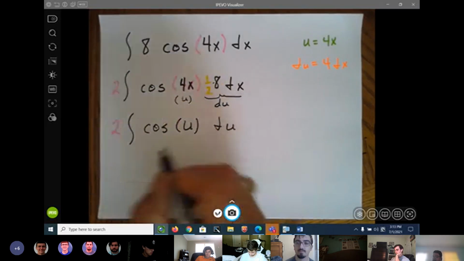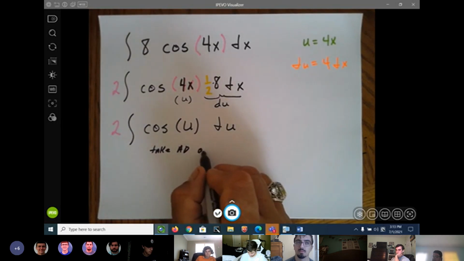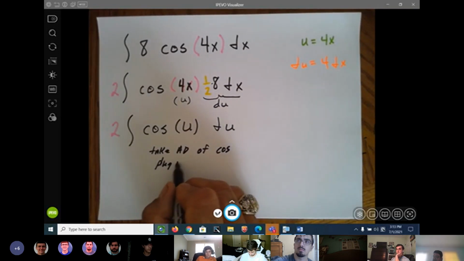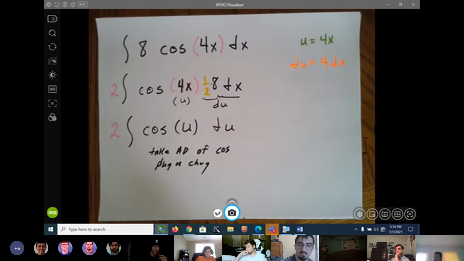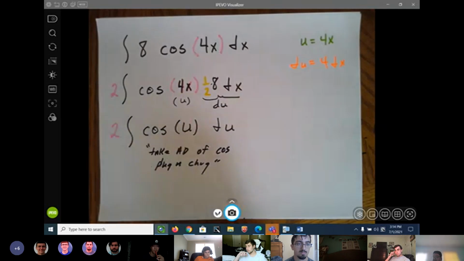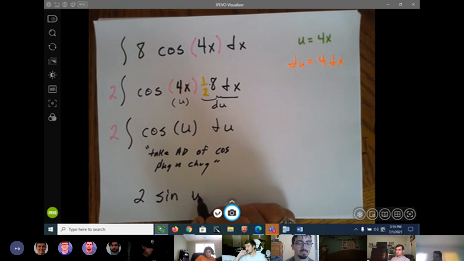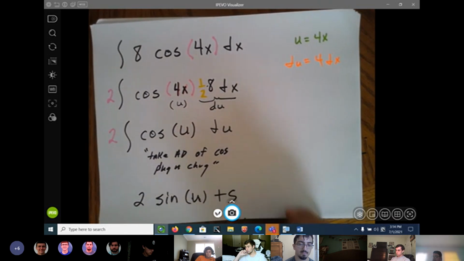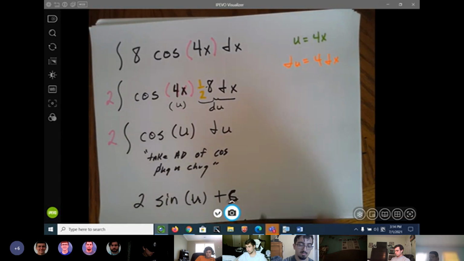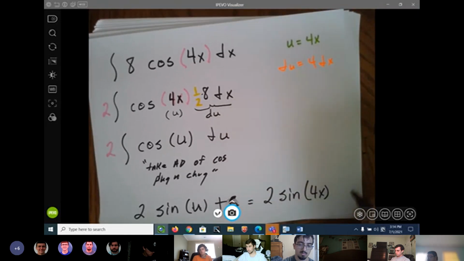So this tells me right here, take the antiderivative of cosine and plug and chug. That's what that says. Once I get u du, I need to take the antiderivative. So that would be 2 times the sine of u plus c. Oh, now I've got an s there. Plus c. And that's going to be 2 sine of 4x plus c.